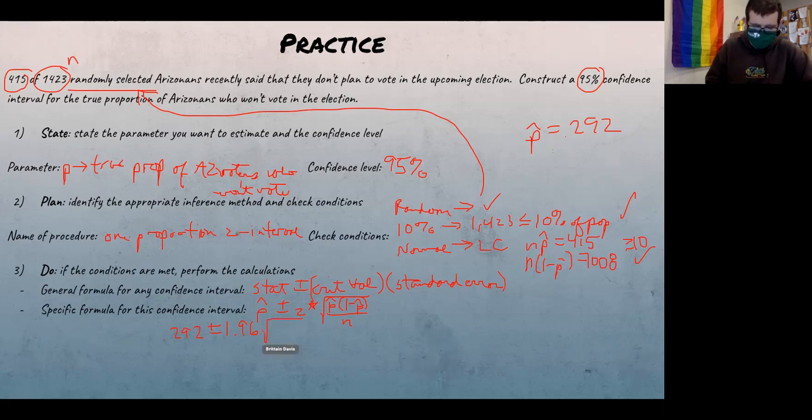All right, p hat is, oops, sorry, I was thinking wrong. 0.292. 1 minus that is going to be 0.708, divided by our sample size of 1,423. And now we can just plug that in and get our confidence interval.